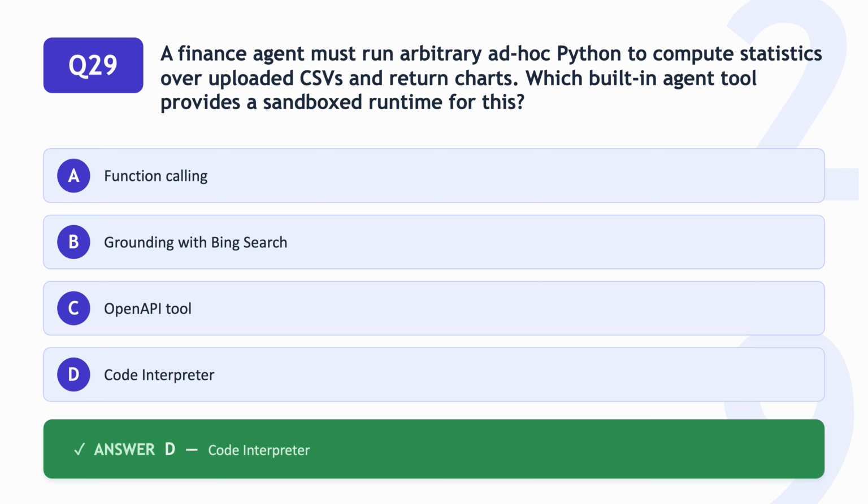Correct answer. D. Code interpreter. Why D is correct. The requirements are run arbitrary Python code, analyze uploaded CSV files, compute statistics, generate charts and visualizations, and execute in a sandboxed environment. The code interpreter tool is specifically designed for these tasks.